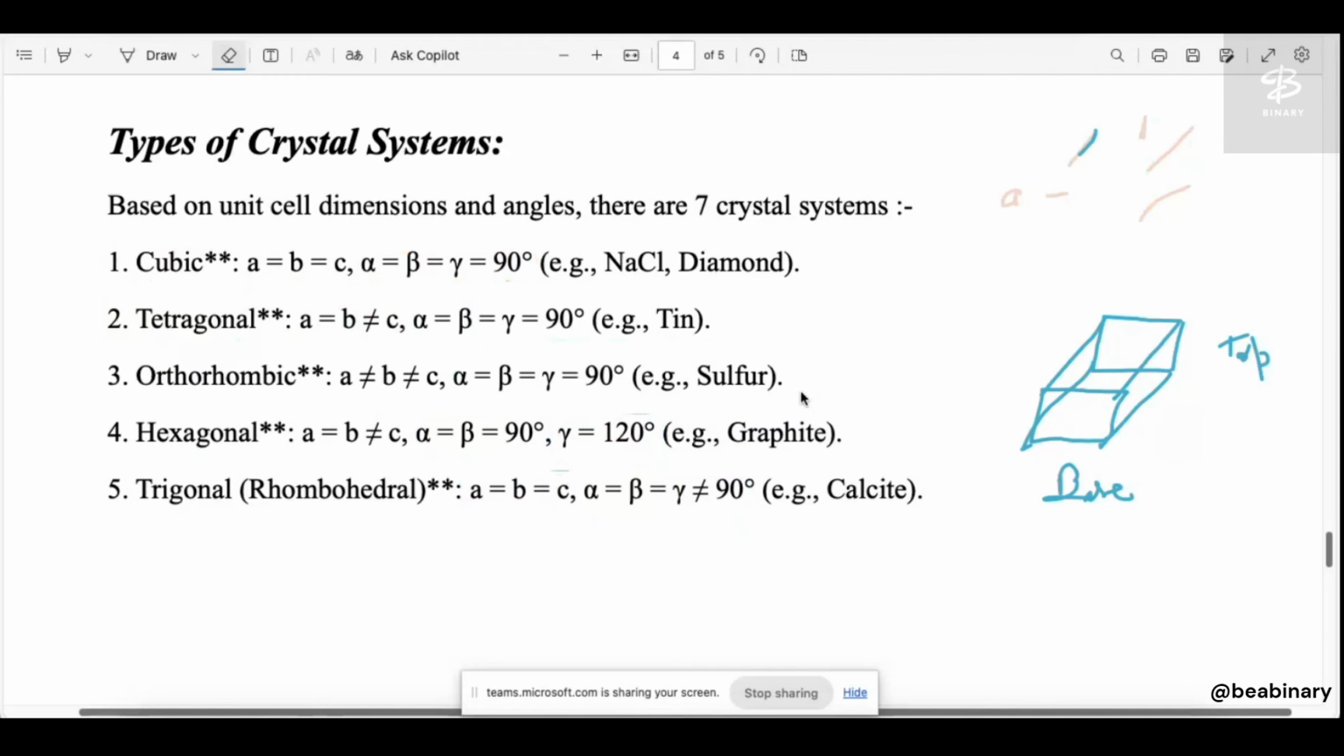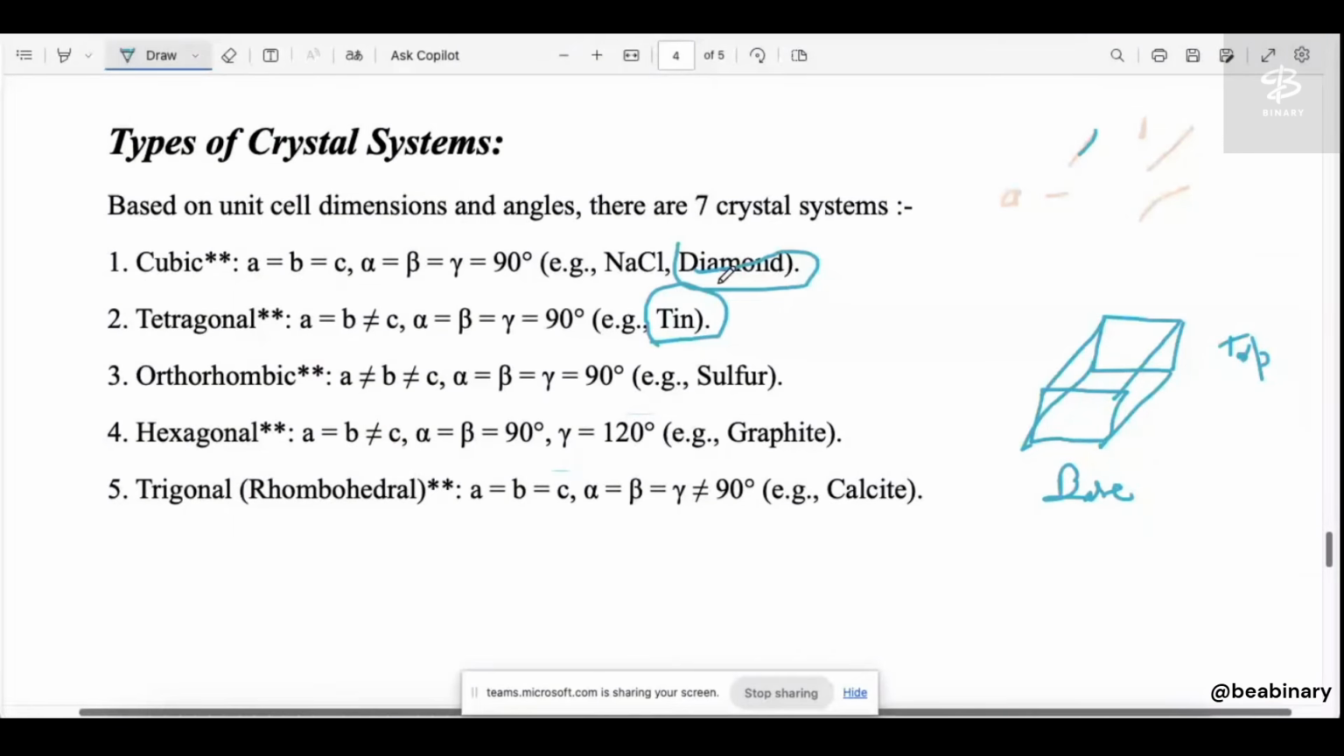Okay, so these are the seven kinds of crystal structures that we need to know. And every kind of crystal structure has its example in brackets. If you need to know what they really look like, you can just Google it, for example the crystal structure of tin. Then you can see the crystal structure. It's very basic.